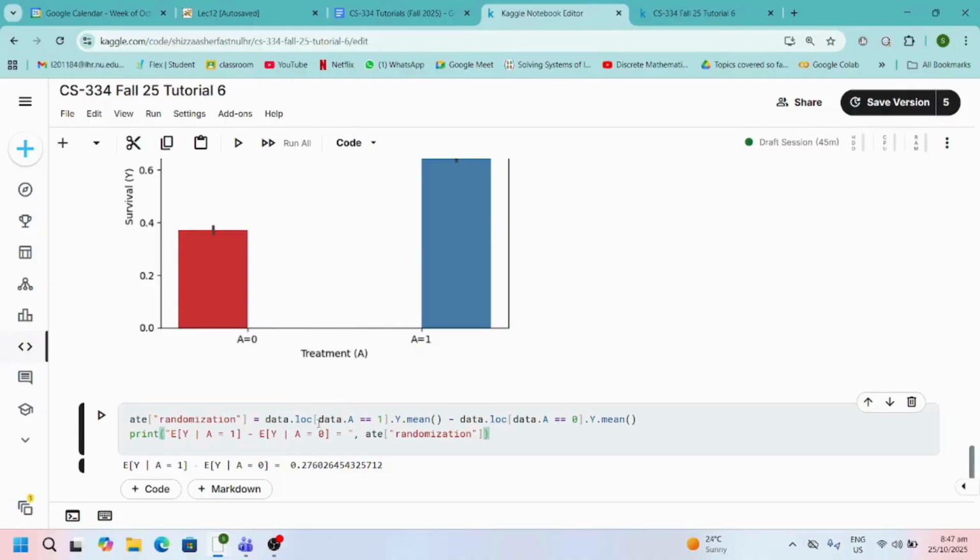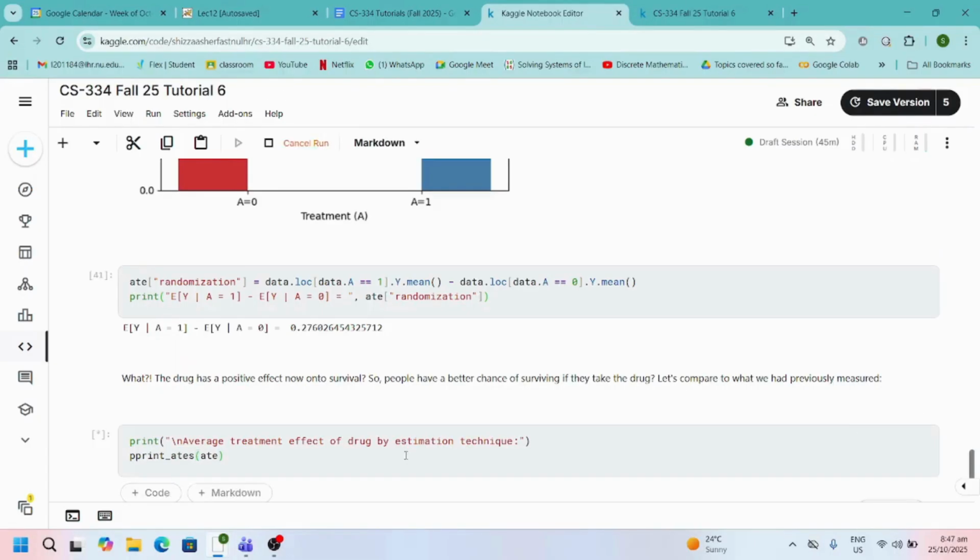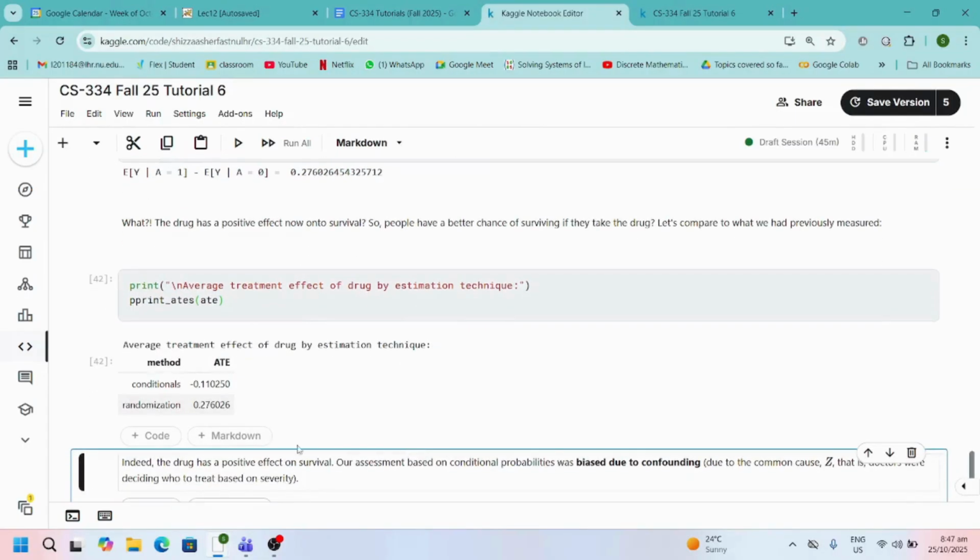So anyway, this filters out treatment true and treatment false, and then finds the mean values. So now the difference in means comes out to be 0.276. Now I can see that the drug actually has a positive effect on survival. So people have a better chance of surviving if they are given the drug.